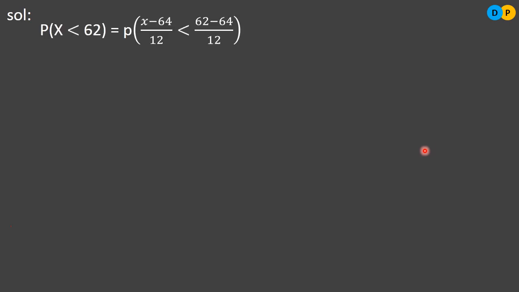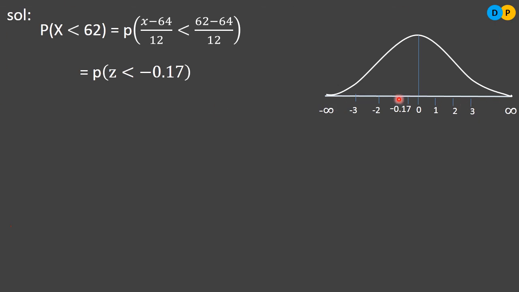Next, third condition, we need to find the probability of the normal variable X taking a value less than 62. Now we are going for standardization. We will be converting it into a standard normal variate. So the probability of X minus 64 divided by 12 less than 62 minus 64 divided by 12. After simplification we need to find the probability of the standard normal variate Z less than minus 0.17. So let us take the help of the normal curve here graphically.